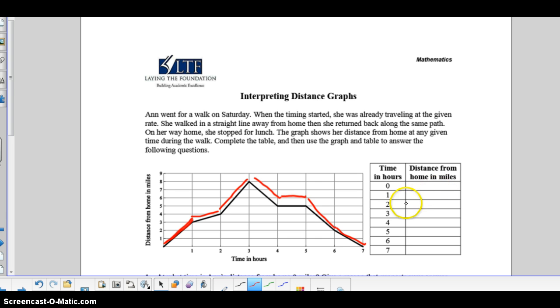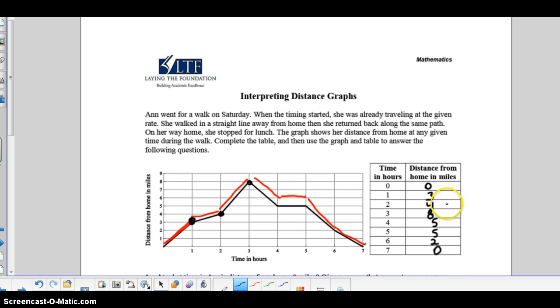So let's first fill in our distance chart over here. At 0 hours, she is at 0. At 1 hour, she's made it to 3 miles. At 2 hours, she's up to 4 miles. At 3, she's up to 8. At 4, she's coming back and she's at 5. At 5, she's come back and is at 5 again. That's where she stopped for lunch. At 6, she's at 2. And at 7, she's back to home.